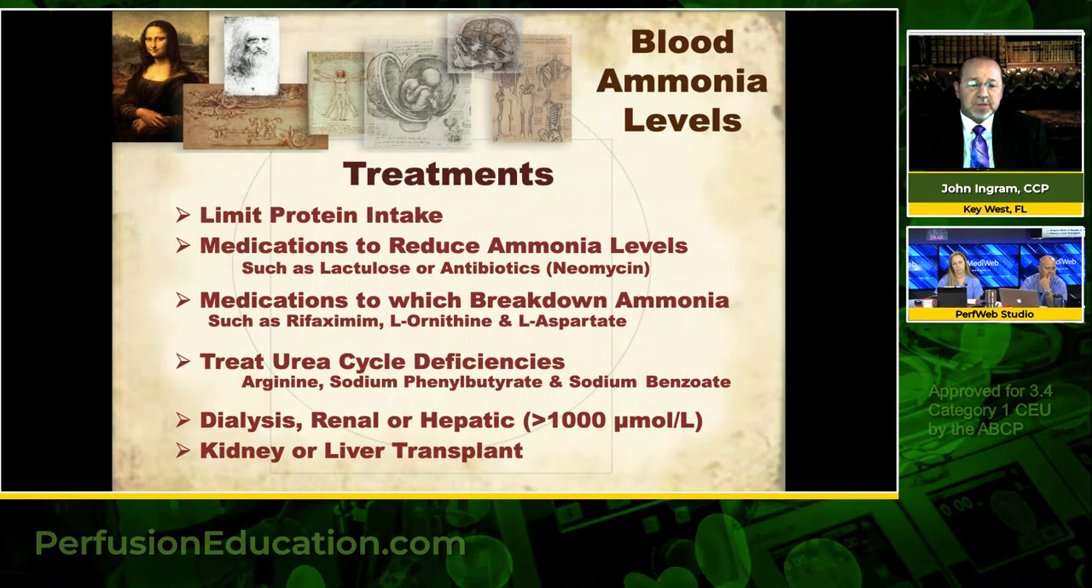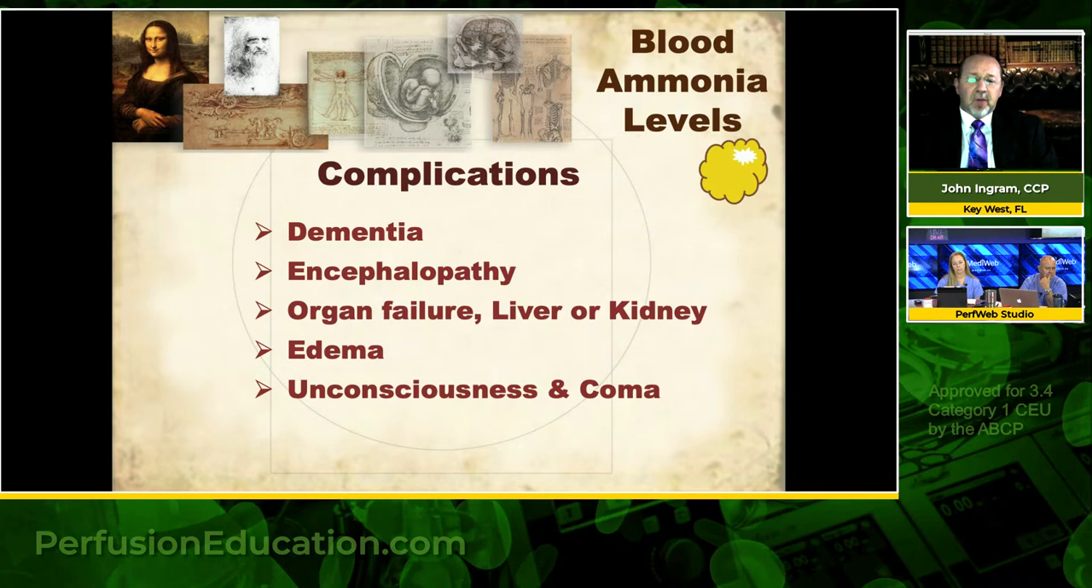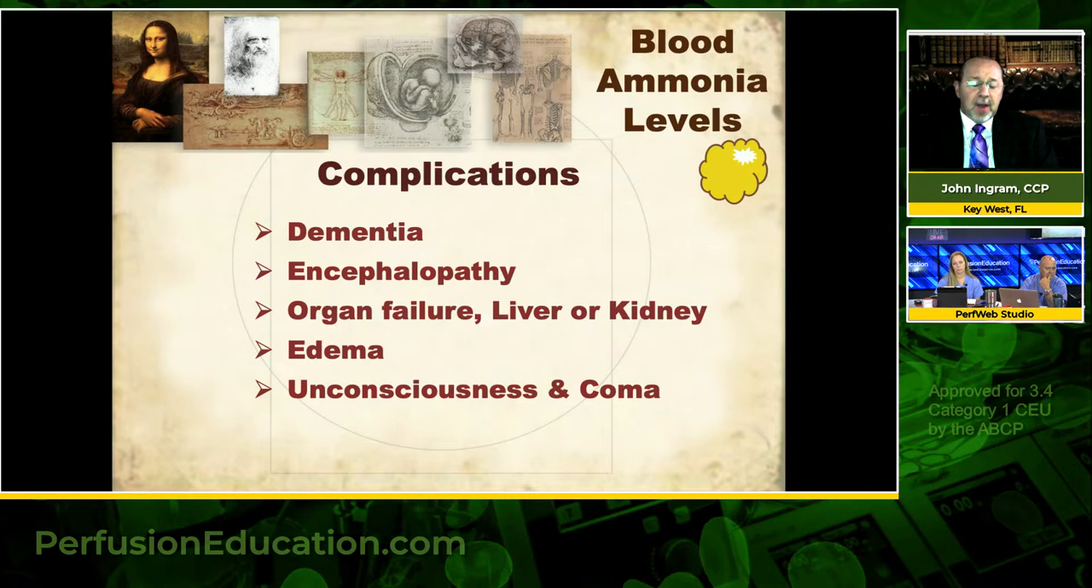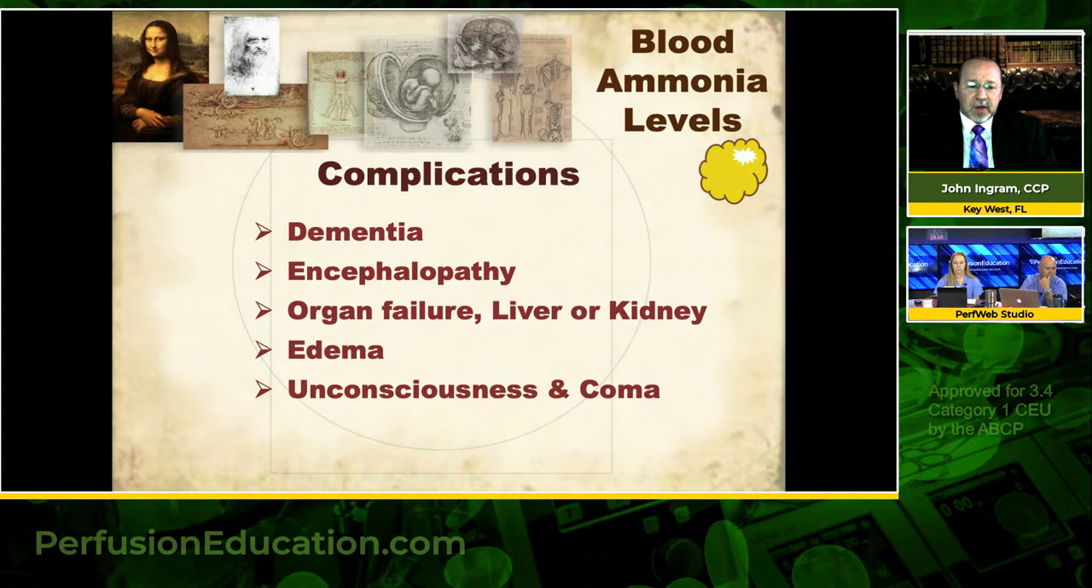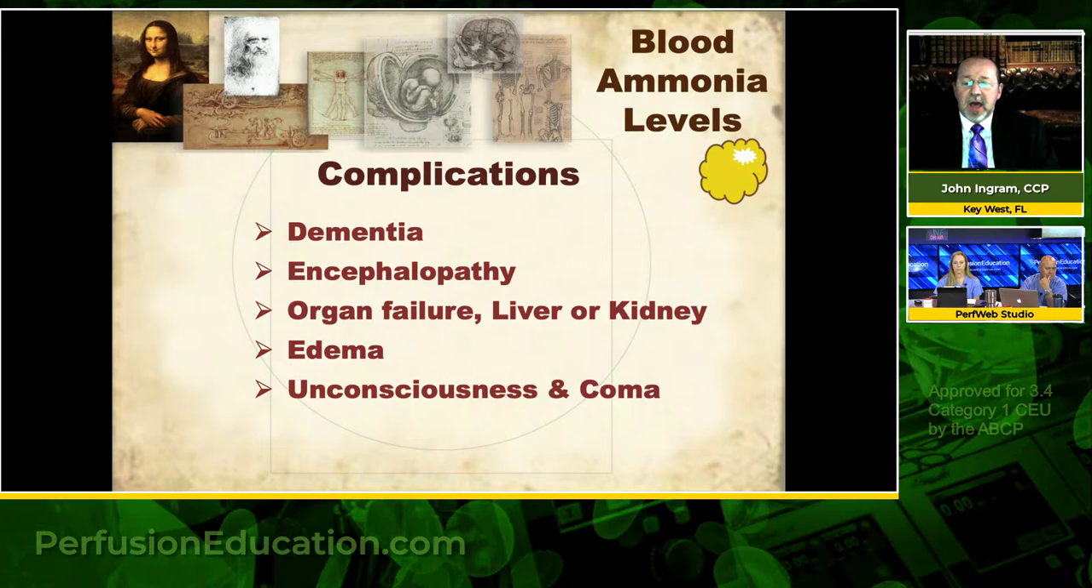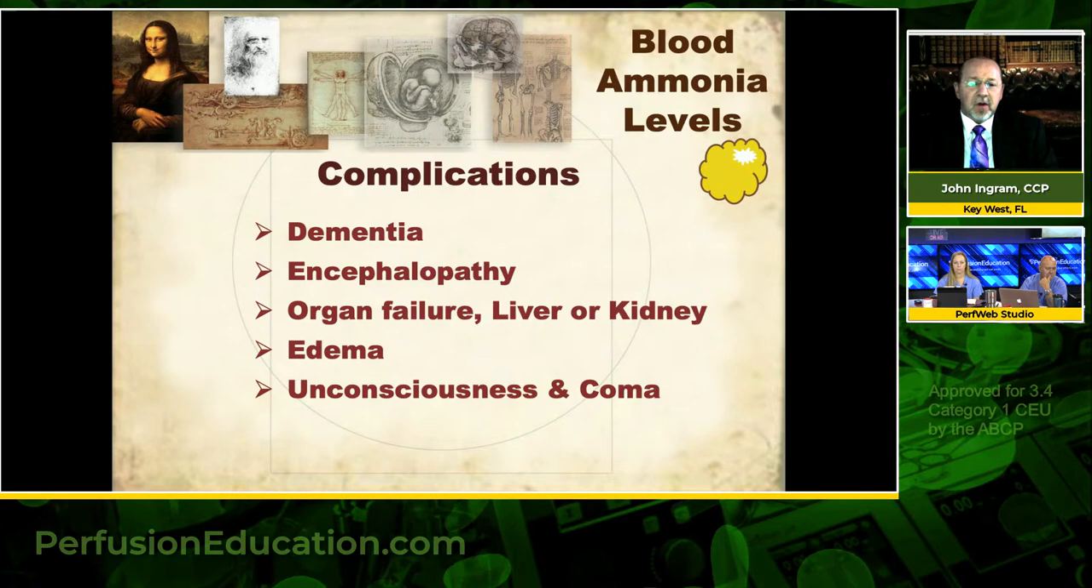So why do we care about this? What are some of the complications? Well, if left untreated, it could bring a pretty rapid onset of dementia. Encephalopathy would certainly be something that would be evolving. It could result in organ failure of the liver or kidney. Then you would have edema. And of course, you could put the person in unconsciousness and even into a coma. So you don't want to leave high ammonia levels circulating for very long.